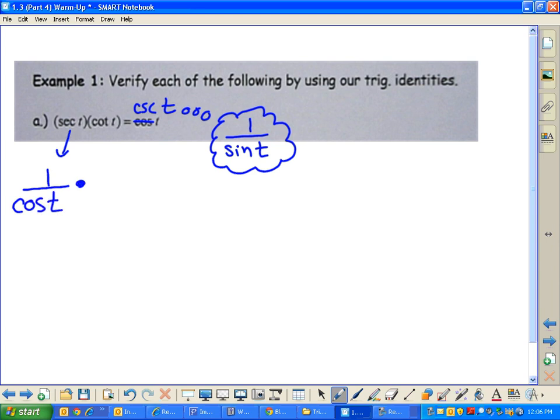And what's another way of writing cotangent? Remember, we're trying to get to sine. What do you think? It is 1 over tangent. Theta is an angle. It means an angle measure.